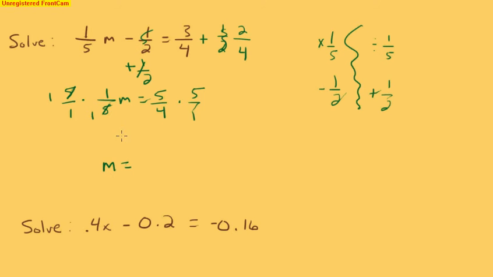So m equals 25 over 4. And if we want, we can leave it as 25 fourths or write it as 6 1/4. Either is fine.